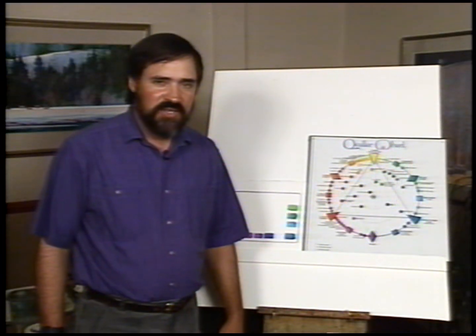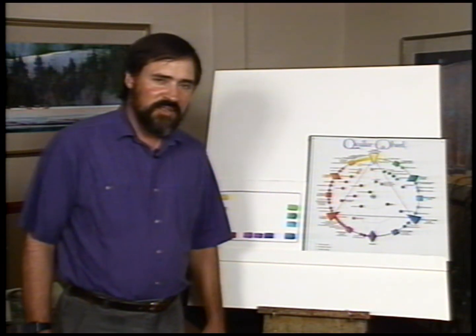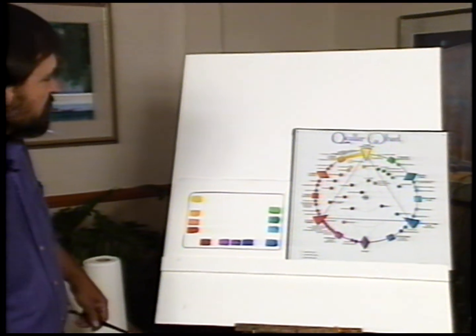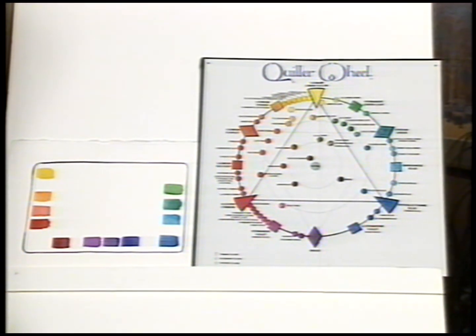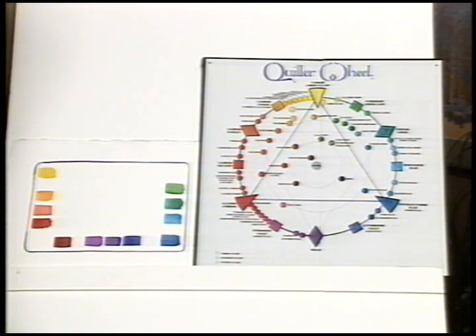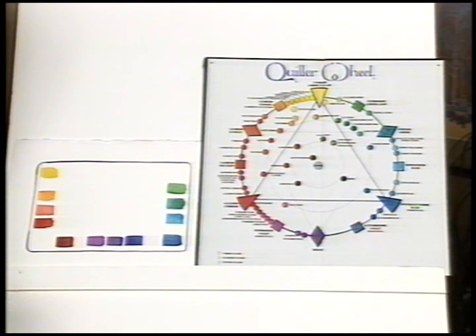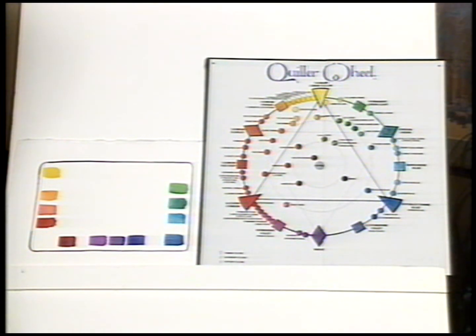I'd like to show you how I set up a palette. I set this palette up similar to the way the color wheel is set up, and in doing so I can virtually mix any color. I can get beautiful semi-neutral colors, and I can get harmonious color relationships.